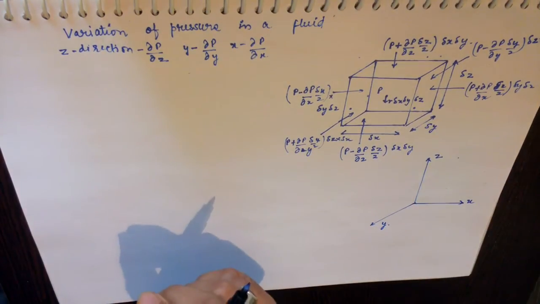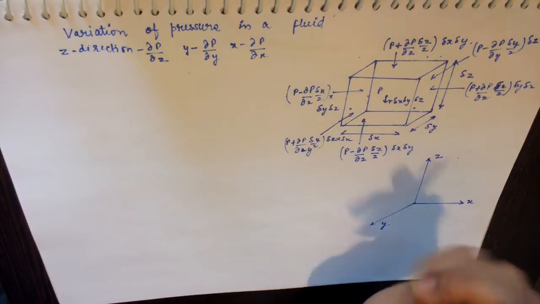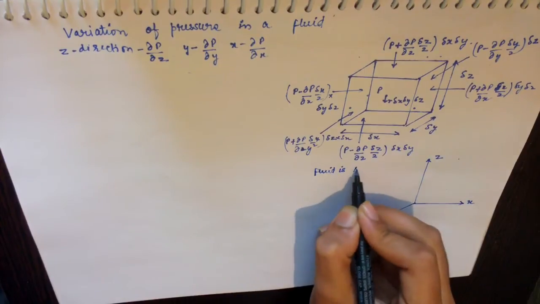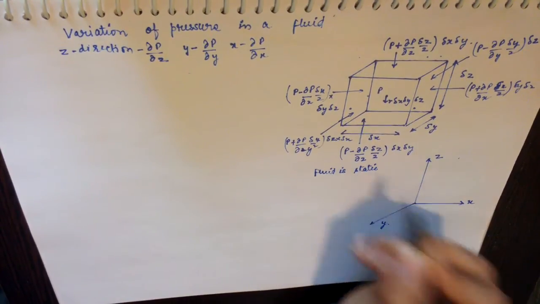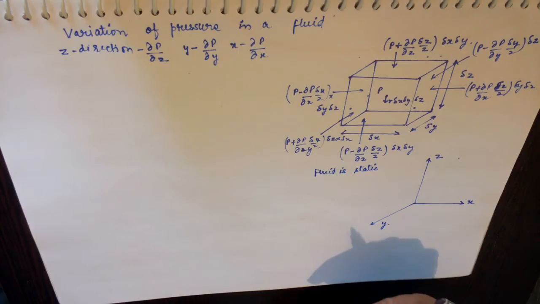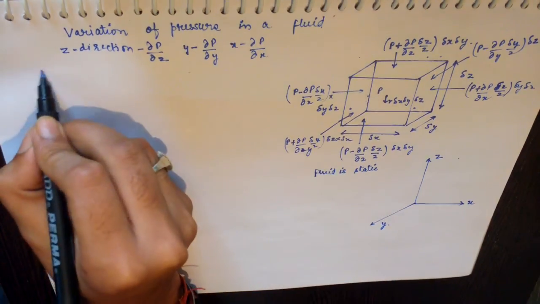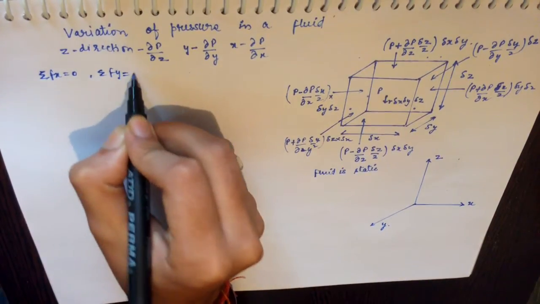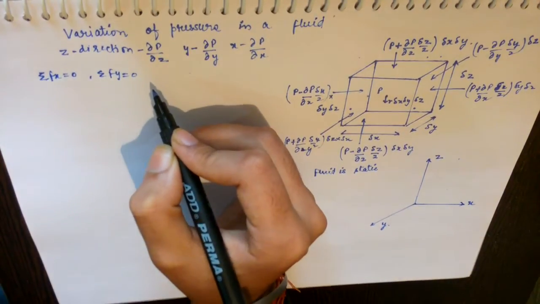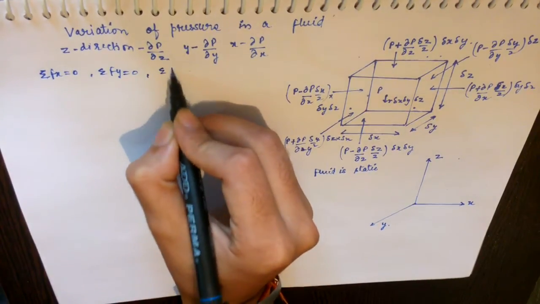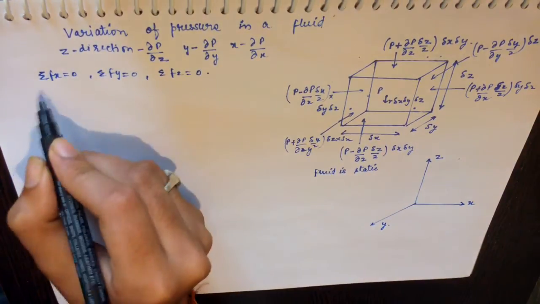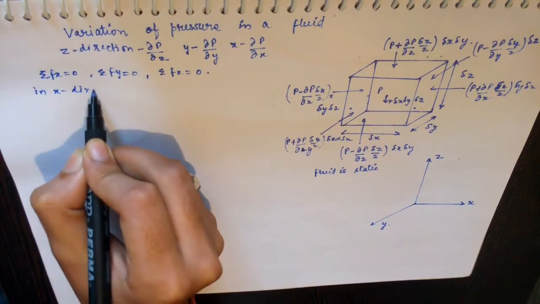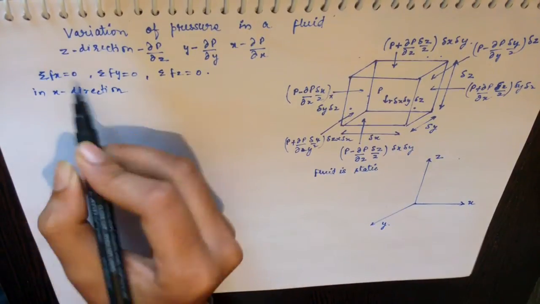Now we know that the fluid is static, so all the forces sum up to 0. We can write sigma fx equals 0, sigma fy equals 0, and sigma fz equals 0. So if we sum up all the forces in the x direction, sigma fx equals 0.